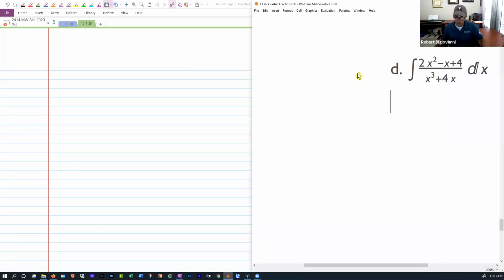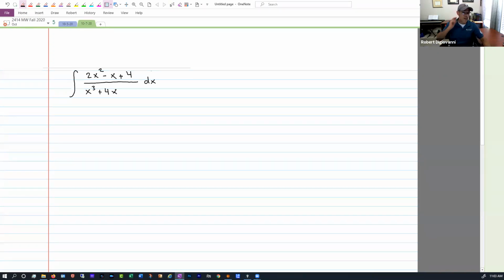Okay, let's do D. Move this over here. Okay, so we're going to be doing the integral of 2x squared minus x plus 4 over x cubed plus 4x dx.